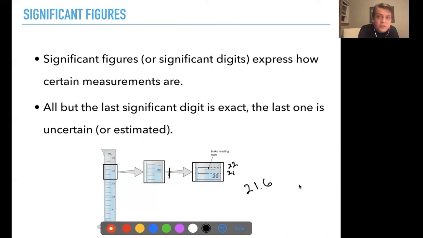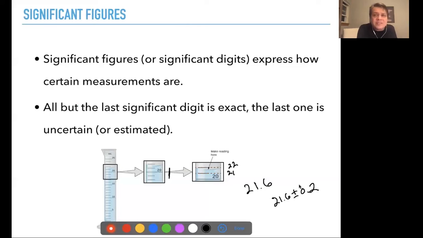So the 2 and the 1 are quite certain. There's no way it's anything else. But the 6 is an estimate, 6 plus or minus 0.1, plus or minus 1, plus or minus 2, hard to say exactly. Now, sometimes when you're doing very precise experiments, you might come up with a more complete uncertainty. You might say, well, this is 21.6 plus or minus 0.2.